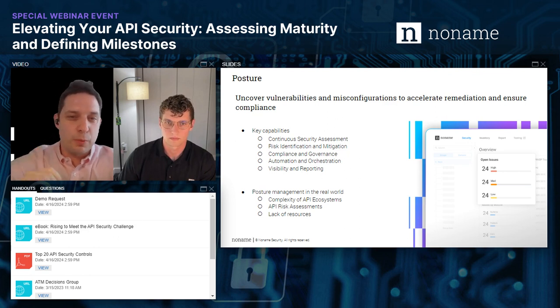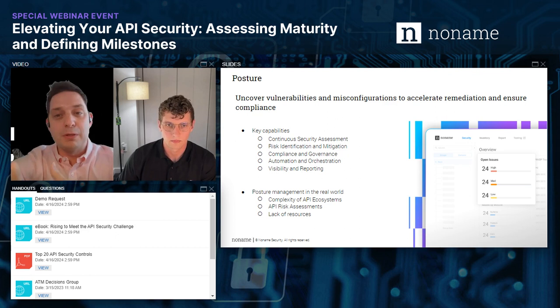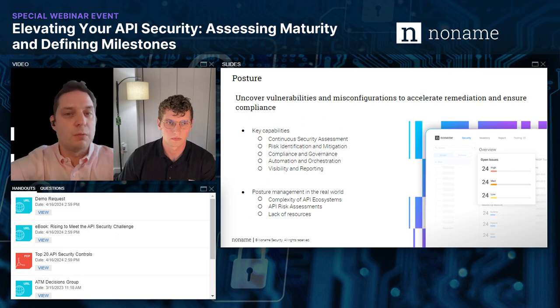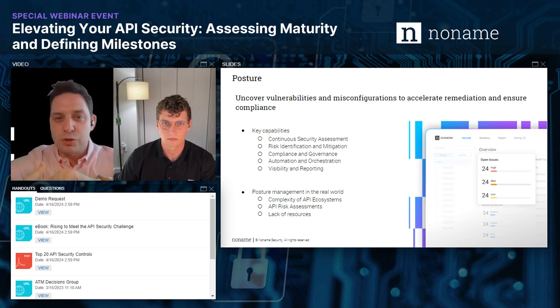When it comes to posture management, there are a few capabilities that you will need. For example, you want to implement ongoing assessment and monitoring of API security controls and configurations, looking at authentication mechanisms, access controls, and encryption protocols.